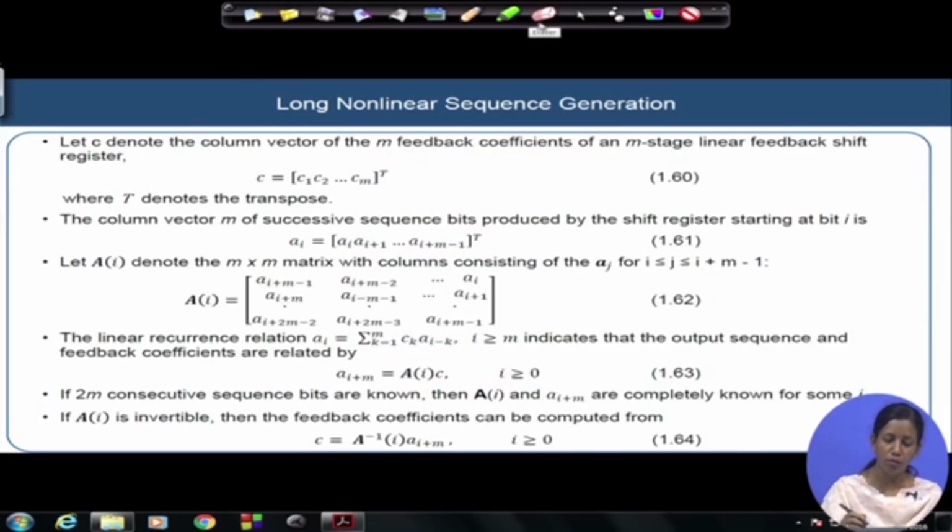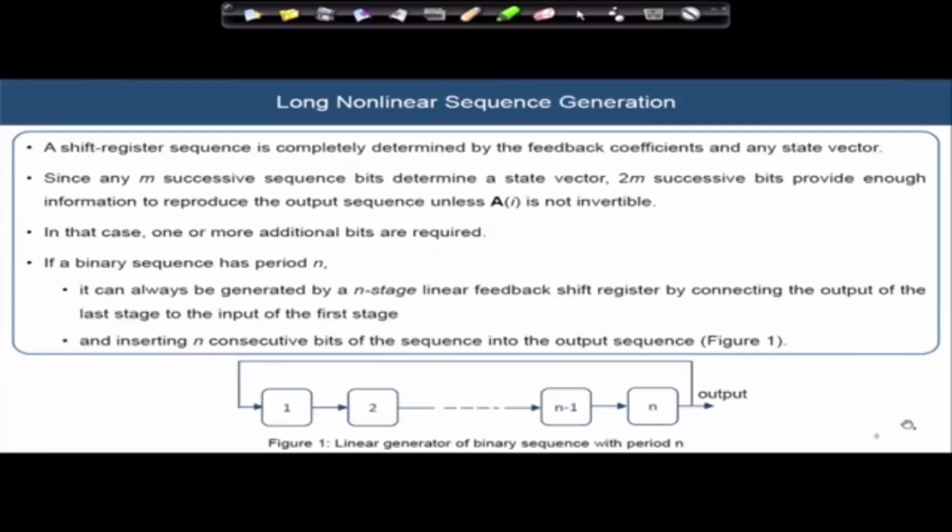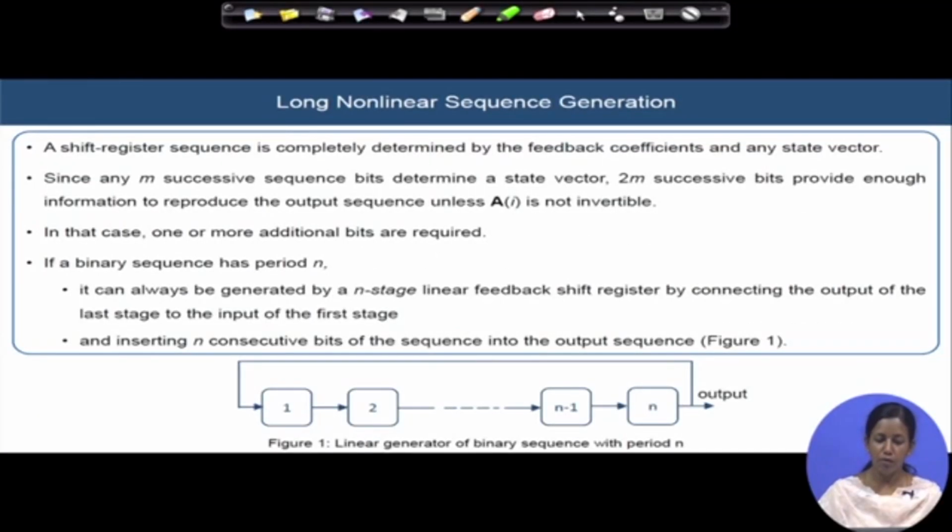So now you know everything about the design, the way the key is generated, what the typical C values are, you understand the whole capital A matrix, and you have a relation for the initial stages. So you can reproduce the code easily. A shift register sequence is completely determined by the feedback coefficients and any state vector.